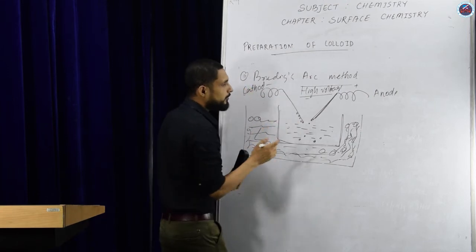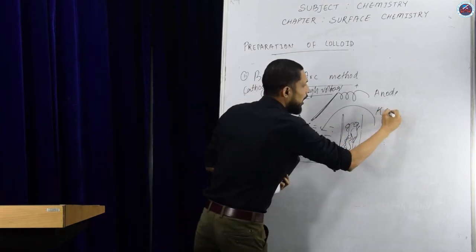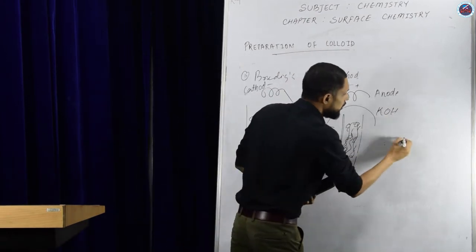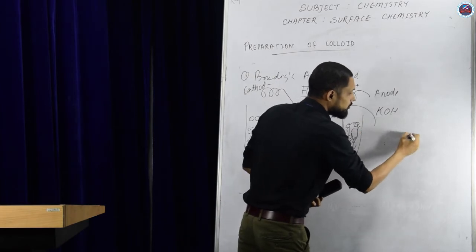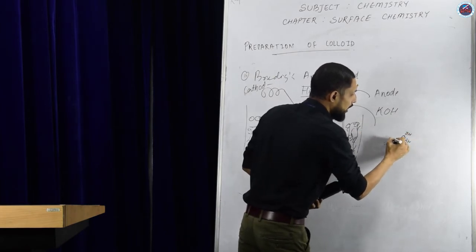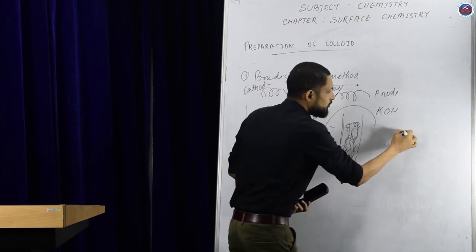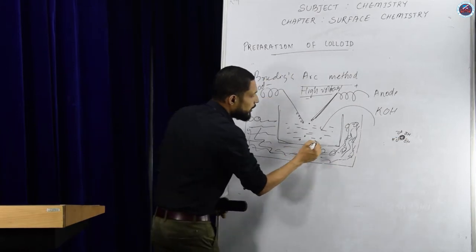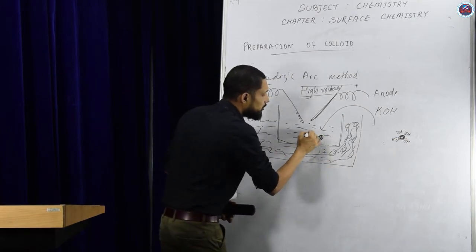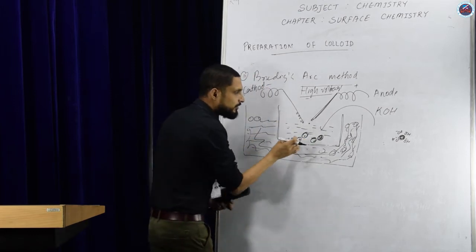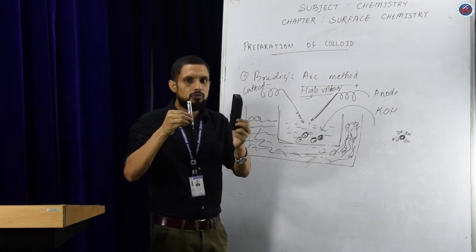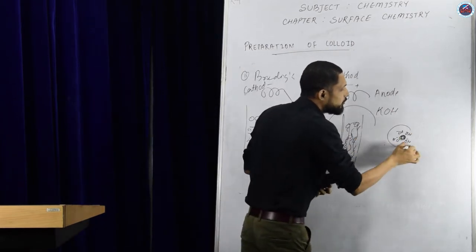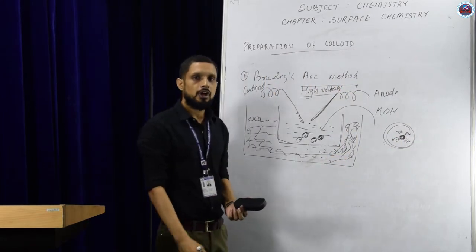So to avoid this, we'll add potassium hydroxide. Now when we add potassium hydroxide, the gold particle will be surrounded by hydroxyl ion. So when they are surrounded by hydroxyl ion, they are negatively charged. Similarly, the other gold particles also will be surrounded by negative ions. So now the colloidal particles will not be able to come closer because they will be repelled by the negative charge carried by the hydroxyl ion.